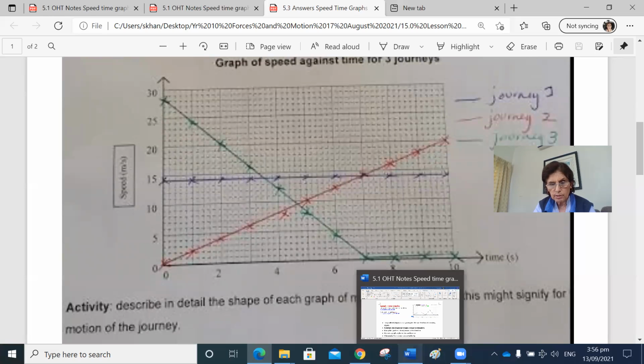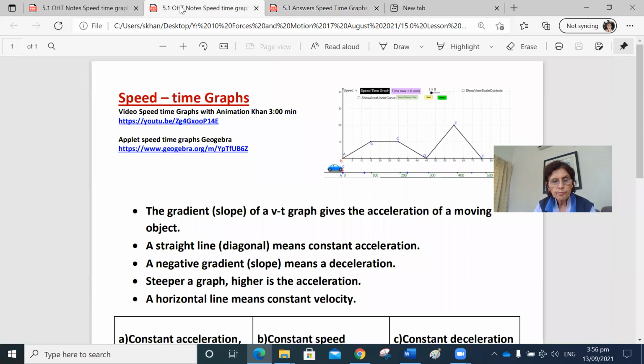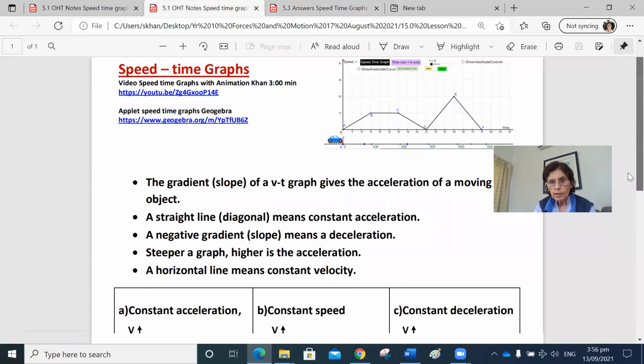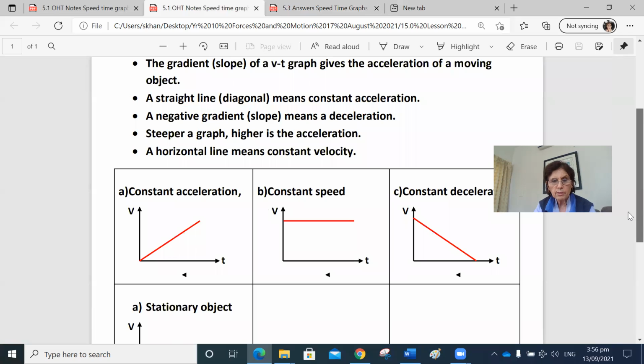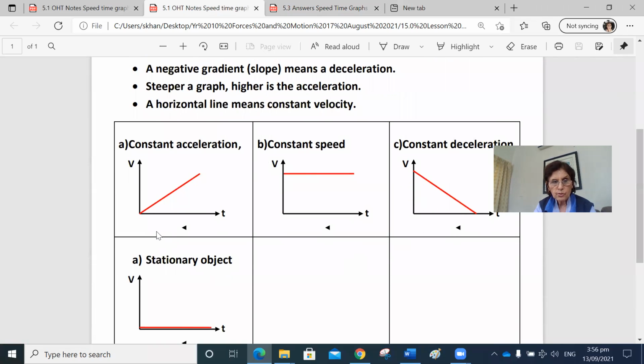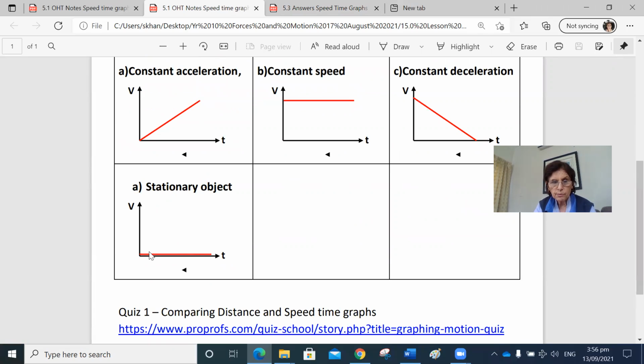So let's look at another set of notes. Here, that is just summarizing all those things again. A straight diagonal line means a constant acceleration, a horizontal line in a speed time graph means constant speed, and a line with a negative gradient means a constant deceleration, and this one over here is the stationary object.